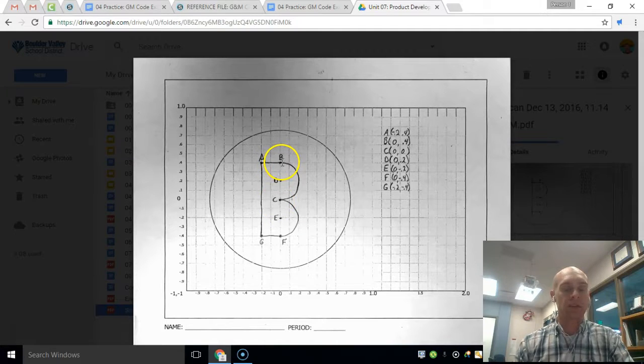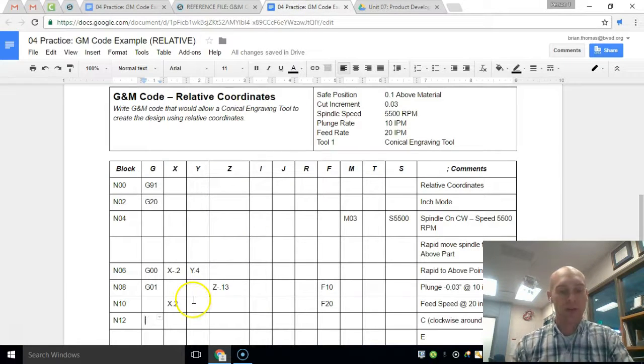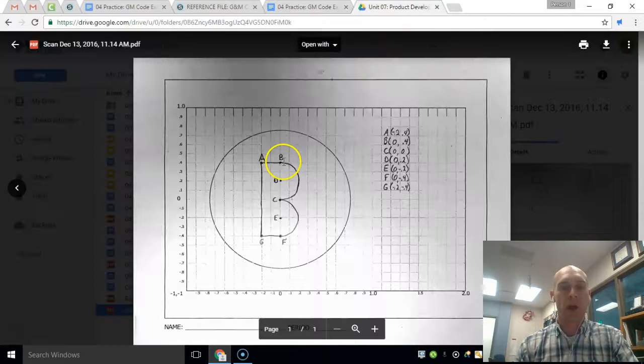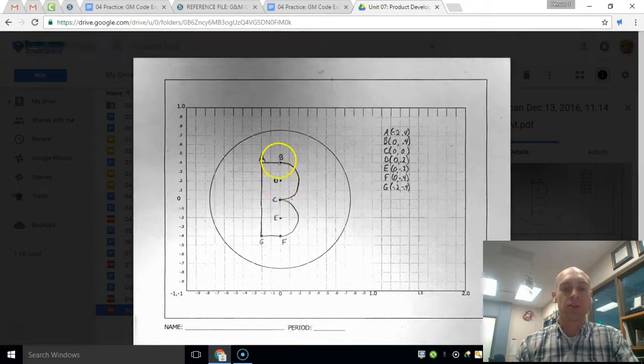So I have x nothing, but I have a y negative 0.4. So it's a clockwise arc, G02, y negative 0.4. And now I need to find my center point. This is usually what gives people problems. Your center point is relative to where you started.